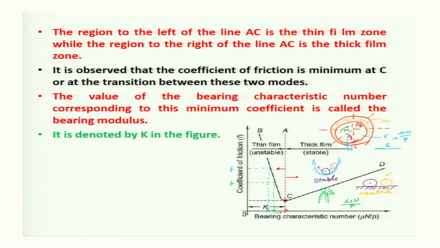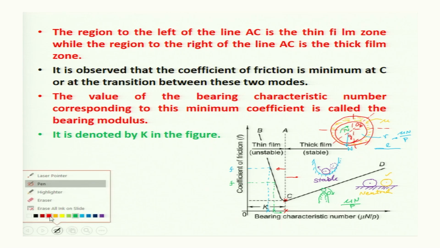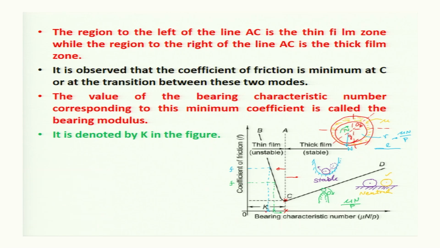Now, you may see another case where there is a decrease in bearing characteristic number. This was the original condition, and due to any change in parameter, now the equilibrium position has shifted somewhere here. Now, with this what will happen? Let us see.